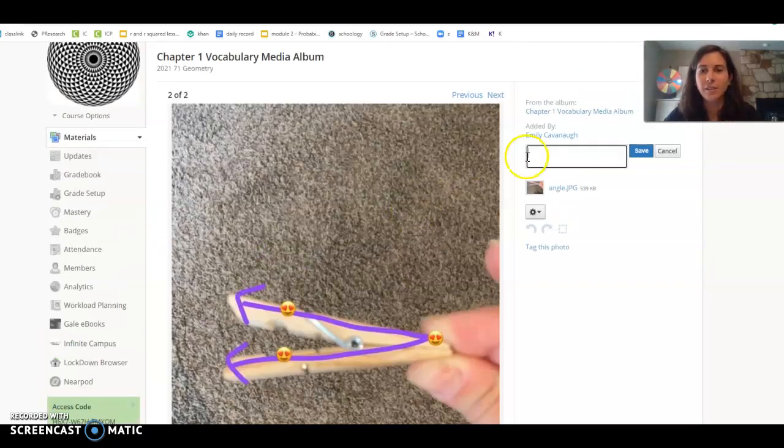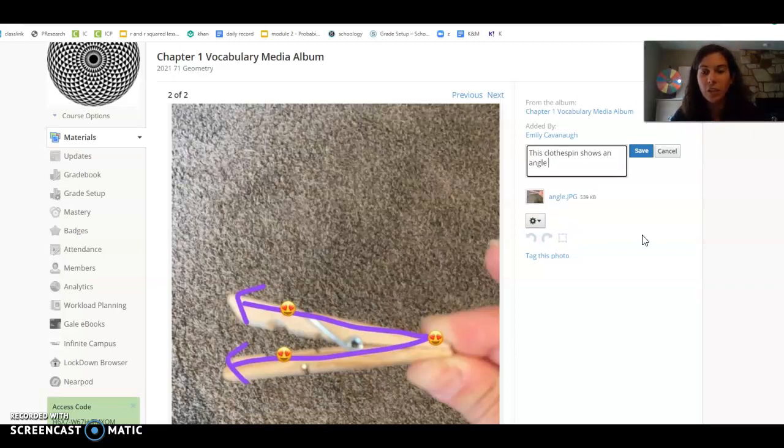Oh, look at how cute that is. So I found this clothespin, which I have just like right here. Put it back where it belongs. And I will say something like, this clothespin shows an angle, an acute angle. An acute angle less than 90 degrees. It has the points marked, and the point at the corner is called a vertex.